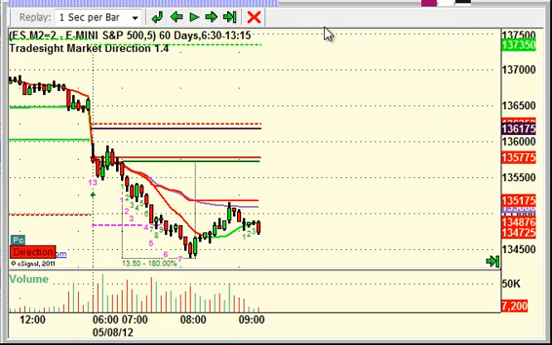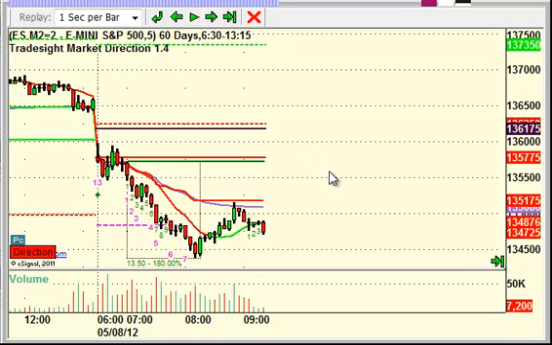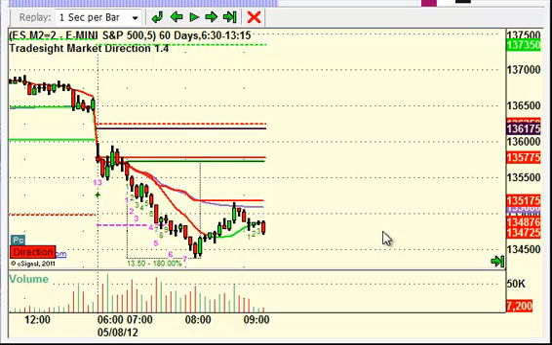Now, we made another move lower here. We have three lines on this chart that we follow that we use to determine what we call market direction. The first one is the red line, the flat line, the opening level of the day.